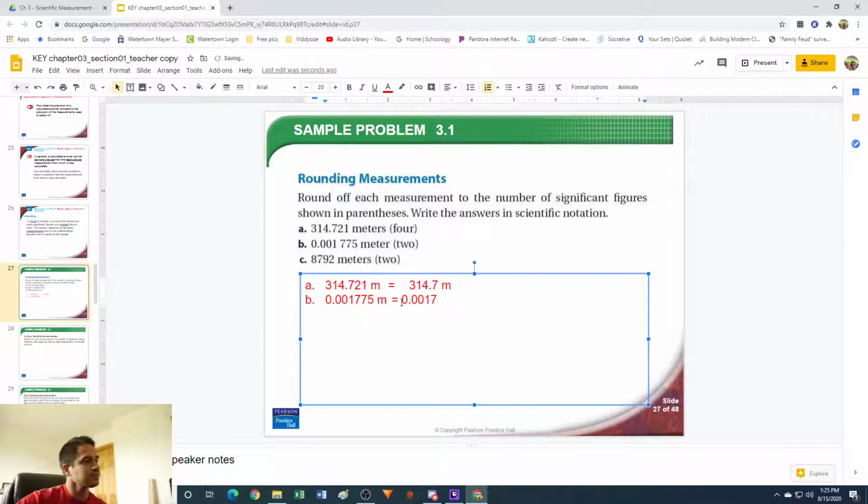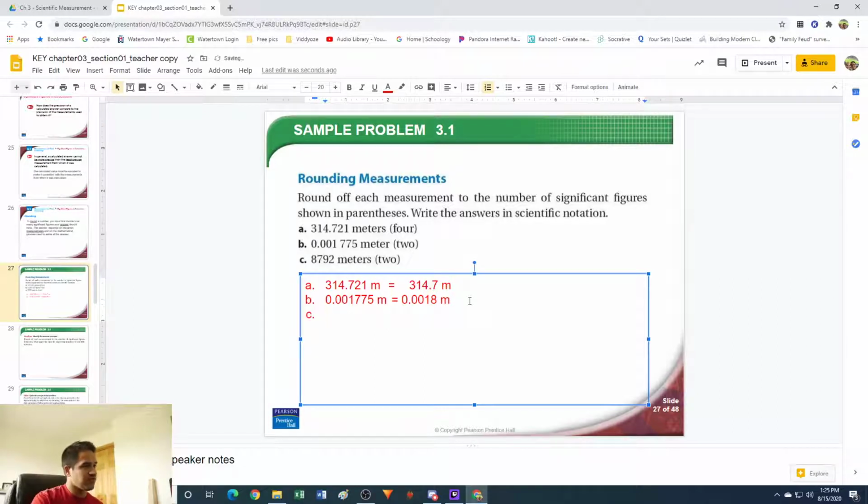So 0.0017. And then after the first 7, there's another 7, which would round that 7 up to an 8. So instead of 0.0017, this would be 0.0018 meters. And that would now be rounded to 2 sig figs. Okay, and the 2 sig figs are the 1 and the 8.